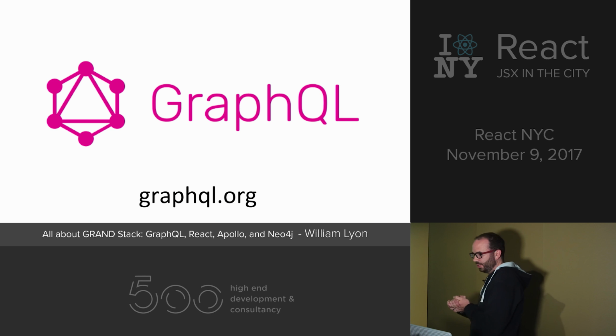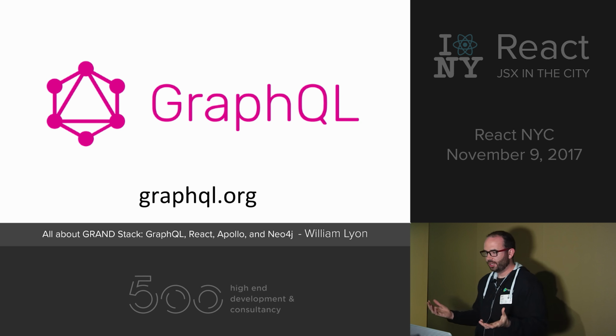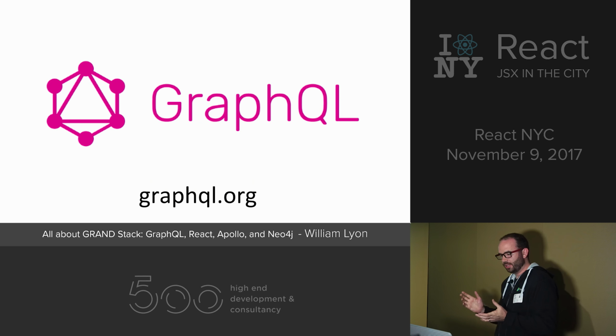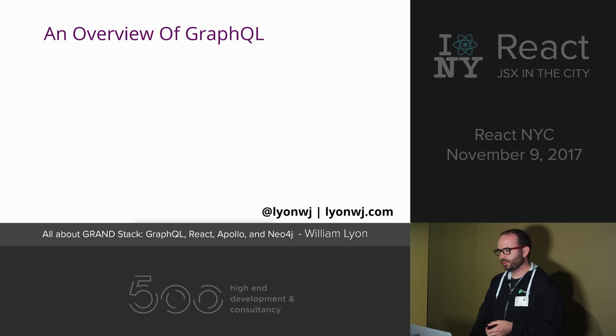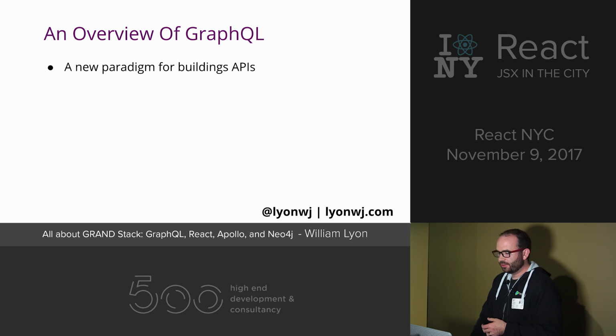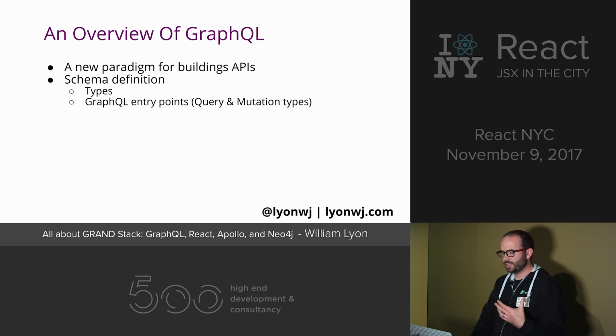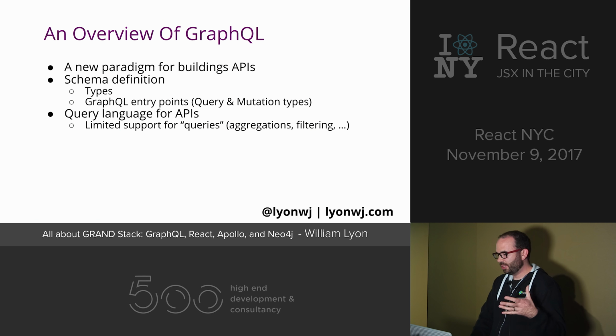So, okay, we have some data in Neo4j, and we want to build an application on top of this. So it makes sense to use GraphQL for our API. We'll talk about why that makes sense. But first, let's talk a little bit about what GraphQL is. We said that GraphQL is this alternative to REST, this new paradigm for building APIs. It starts with a schema definition. We define our types. We define our entry points for our GraphQL service. We said that it's really a query language for APIs. So that means that there's actually limited support for things like aggregations and filtering.